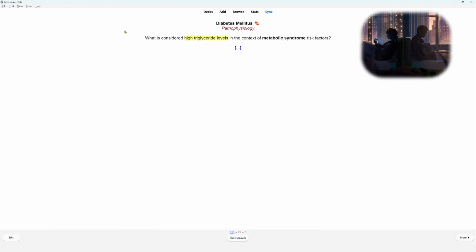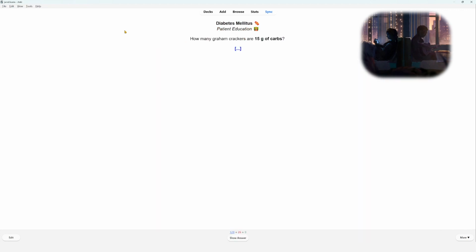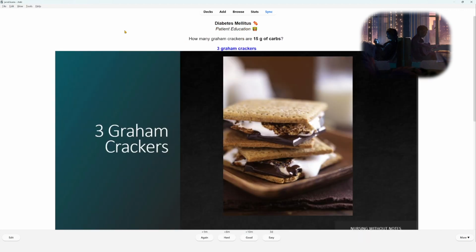What is considered high triglycerides in the context of metabolic syndrome? Risk factors? And that's going to be over 150, okay. How many grams? 3 gram carries. I'll do it again.